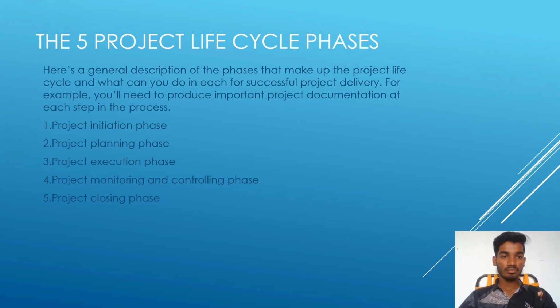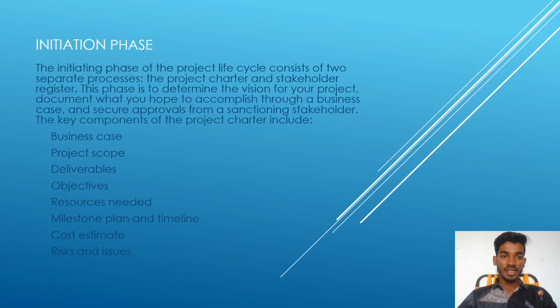First one is the initiation phase. The initiation phase of the project life cycle consists of two separate processes, the project charter and a stakeholder register. This phase is to determine the vision for your project, document what you have to accomplish through a business case, and secure approvals from a sanctioning stakeholder. The key components of the project charter include business case, project scope, deliverables, objectives and resources needed, milestone plan and timeline, cost estimate, risks and issues.